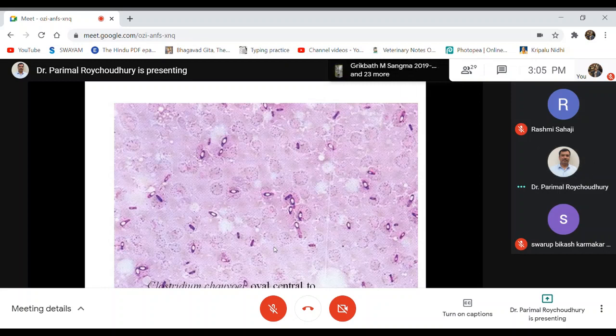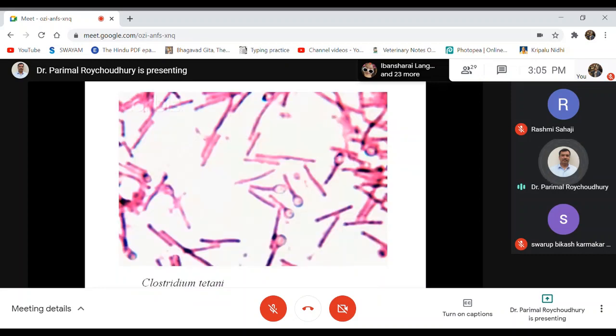So if you guess that the case might be because of black quarter infection, then obviously we observe this impression smear taken from the rotten muscles, and we can see this bacteria that help us in identification.